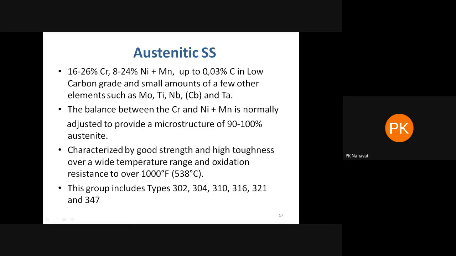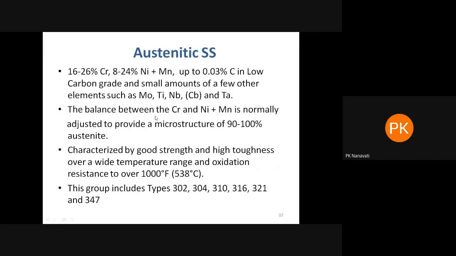And this carbon, 0.03% of carbon, right? It has a role to play in solid solution, but it is maintained at 0.03 in an L grade, low carbon grade, because they have to tie up with moly, titanium, niobium, and tantalum. We will discuss why there is moly, titanium, niobium, tantalum.